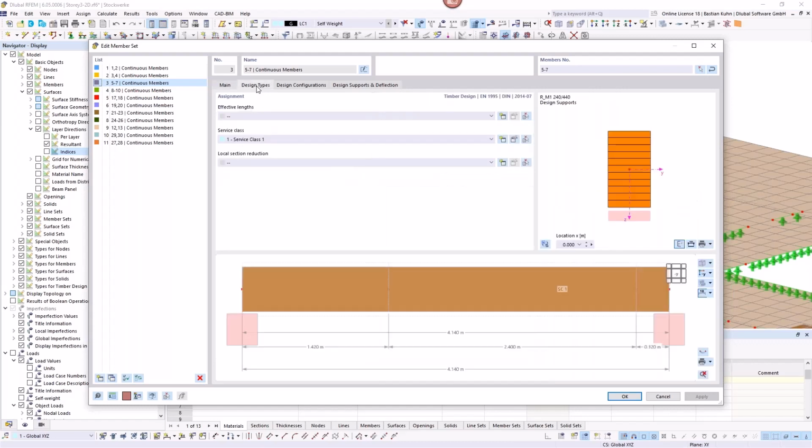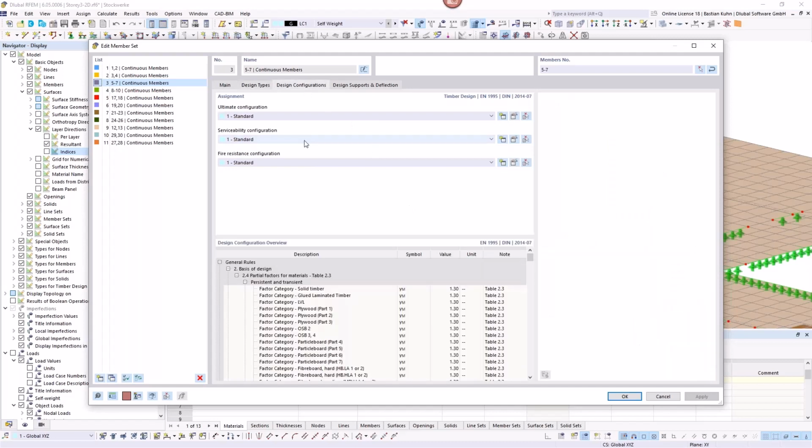Okay, when we are already in member set, we can directly take a look at the design types of this beam. We don't want to look for stability today, as we do not have any kind of buckling. And we could also argue that lateral torsional buckling does not play a role in here because we have constructive fixing on the top of it, so this will not occur.